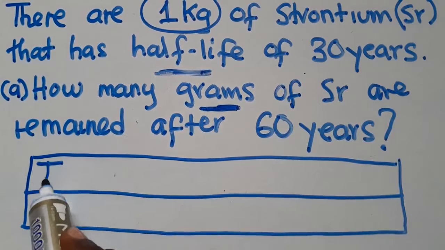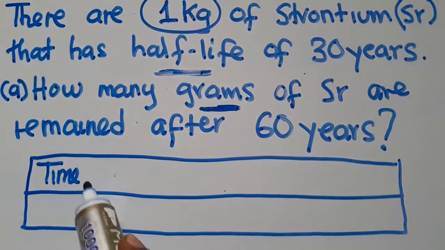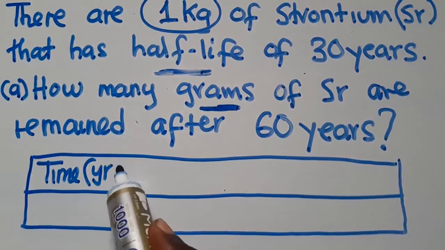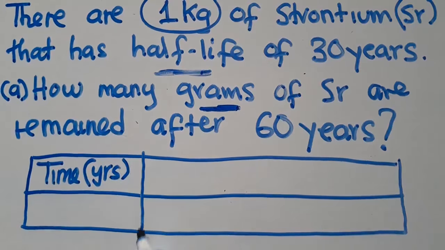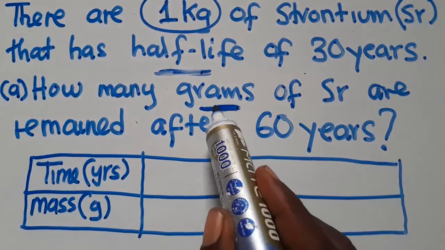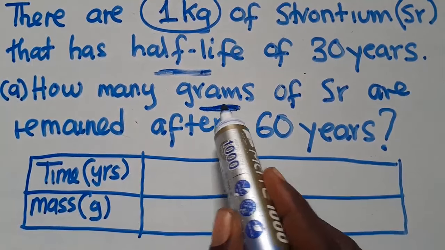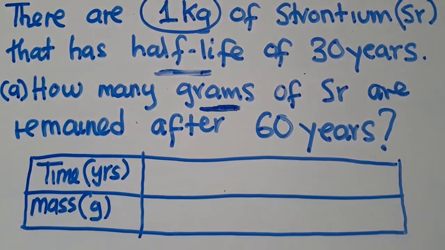So on top here, you put time, which is in years. Then here you put the mass, which is in grams, because what you are told in the question is grams. So you can put grams there. This is how you need to do it.